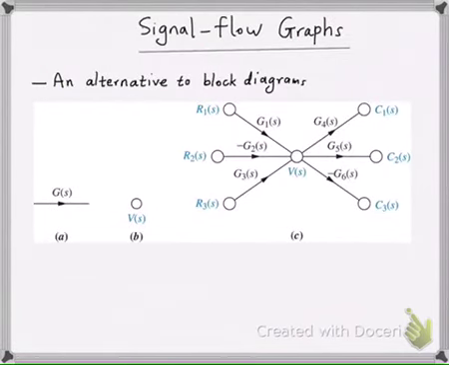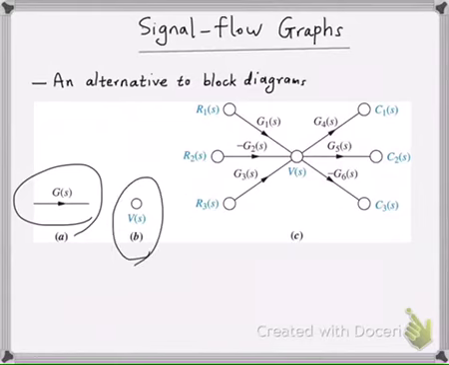So the next topic I'm going to talk about is signal flow graphs. A signal flow graph is an alternative to block diagrams. Unlike block diagrams, which consist of blocks, signals, summing junctions, and pickoff points, a signal flow graph only consists of branches, which represent the systems, something like this, or nodes, which represent the signals. So instead of four things, we just have two. One represents the system, and one represents the signals.